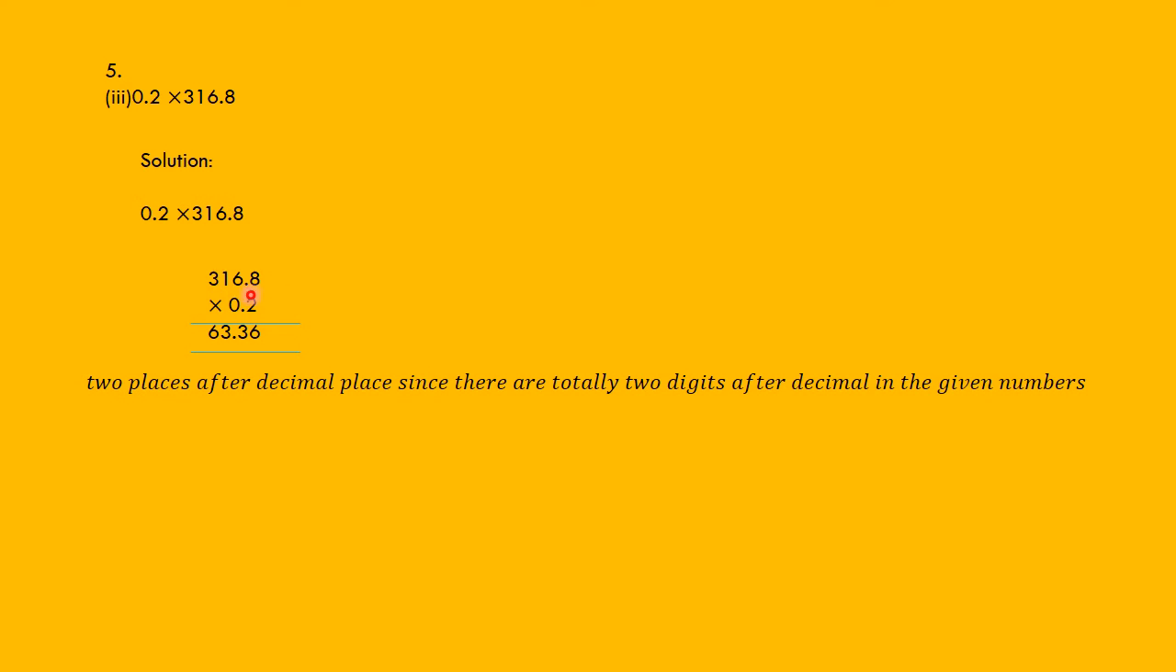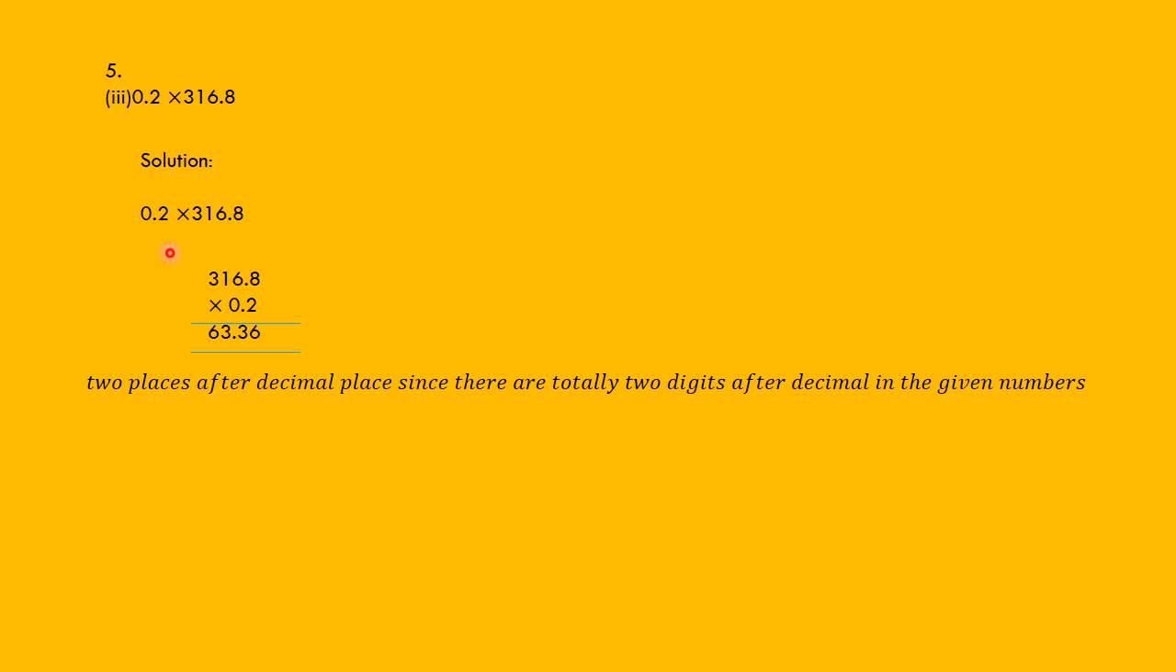Isn't it? So 316.8 into 0.2. Multiply it by this. 2 8s are 16, 1, 2 6s are 12, plus 1 is 13, 1, 2 1s are 2, plus 1 is 3, 2 3s are 6. Okay. So now we have multiplied. So it is 6336.